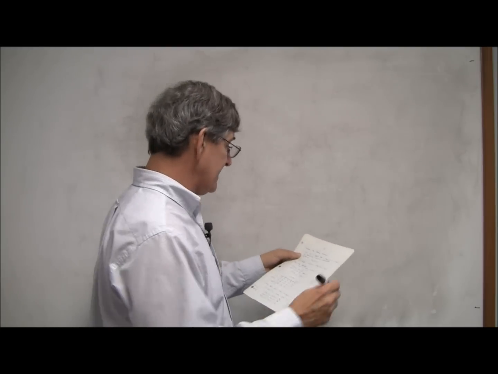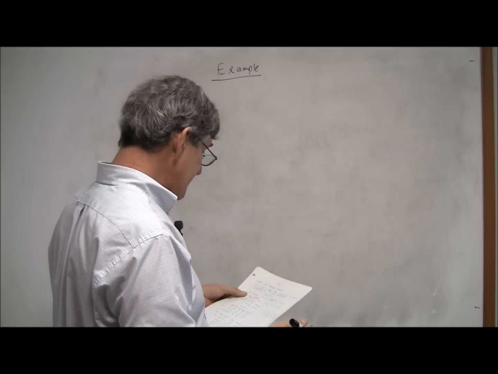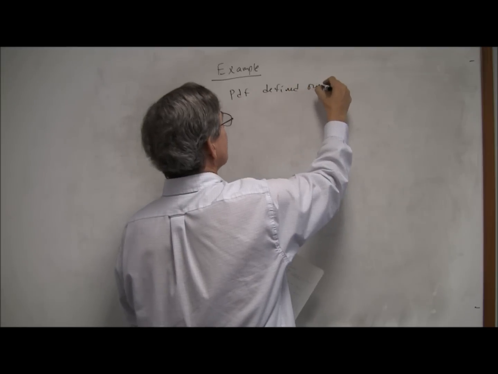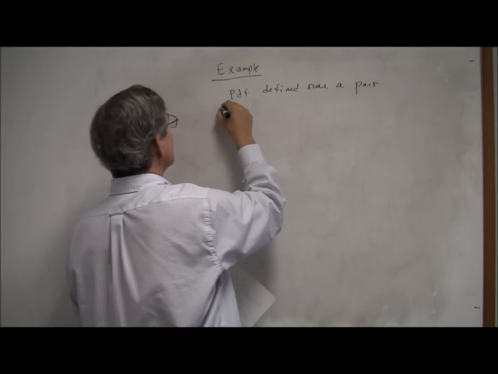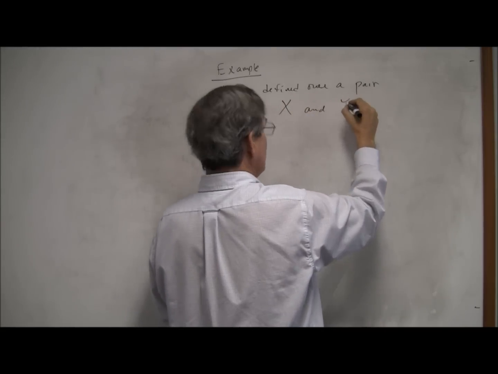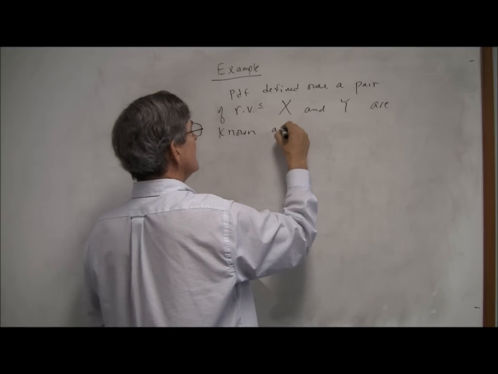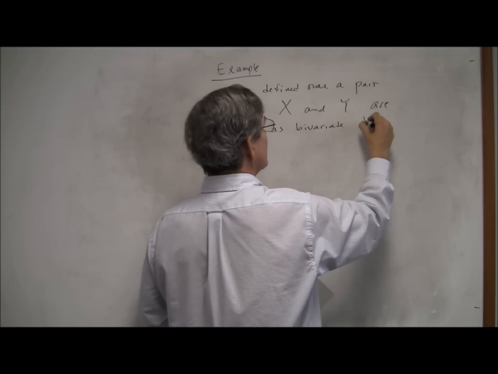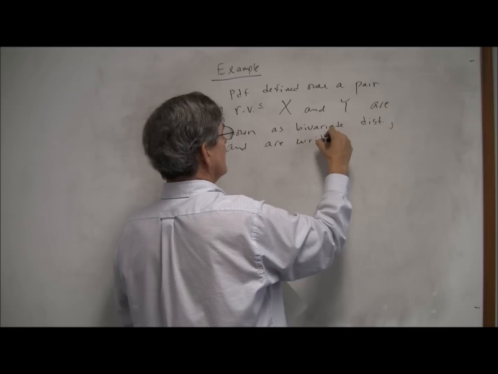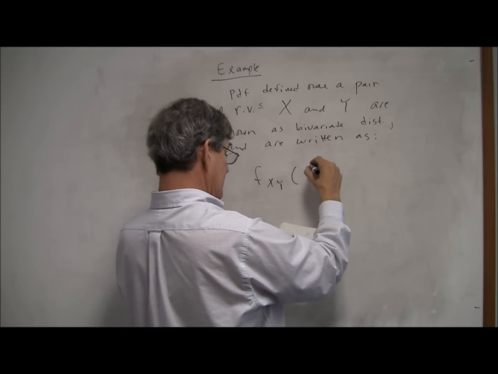So I'm going to look at the bivariates through an example. So, just notation, the PDF defined over a pair of random variables x and y are known as bivariate distributions and are written as f x y of x and y.